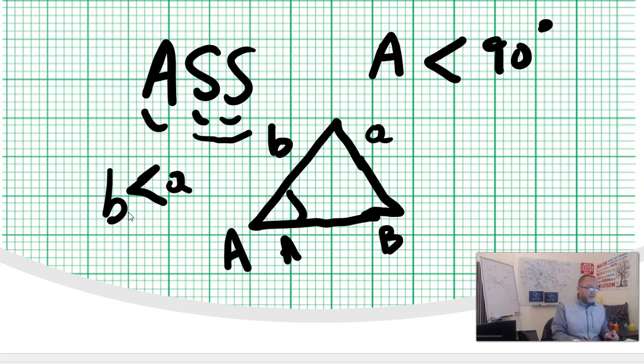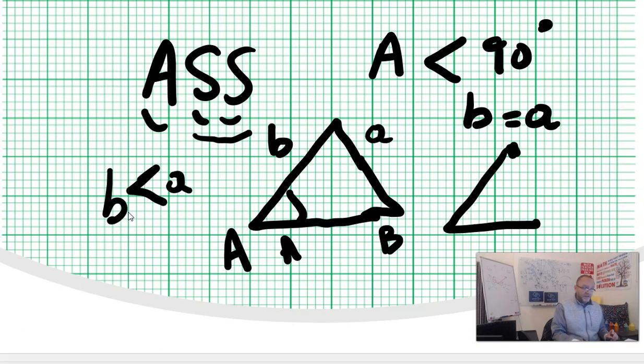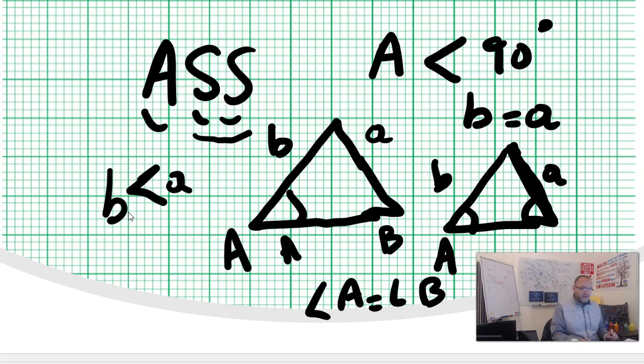However, what if B as a side, as a length, is equal to A? I will still get my isosceles triangle, right? So I go here, this is my A, this is my B, and I construct A and I get an isosceles triangle. And in this situation, angle A is going to equal angle B. Very simple, very easy. We all agree on this.